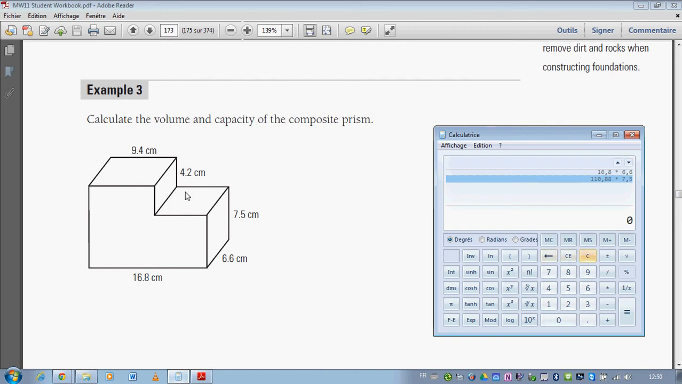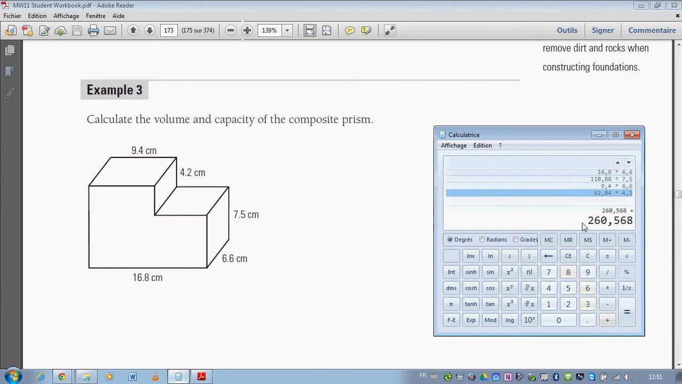So let's figure out the area of this base right here. This is 6.6 centimeters. This is 9.4 right here, as indicated by this. So we're actually just figuring out the area of this rectangle right here. So 9.4 times 6.6 gives us the area of this, and then times the height through which that extends. So times 4.2.